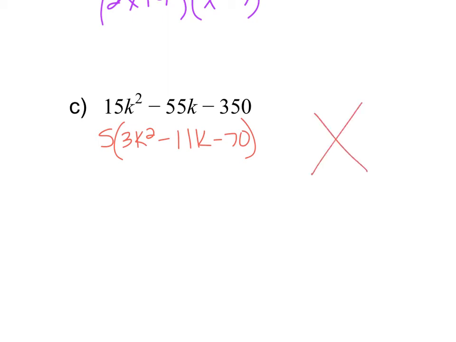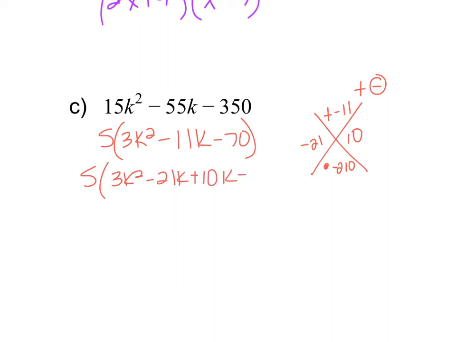Okay, so we're looking to see what adds to be the -11. Don't pay any attention to that 5, but don't leave it off because then that changes the whole problem. But it's just going to float out there and not bother anyone. So it adds to be -11 and multiplies to be -210. So a positive and a negative, and your bigger number is going to be negative. I believe it's -21 and 10. So again, we're not forgetting about that 5. So we have 5 parentheses, 3k squared minus 21k plus 10k minus 70.